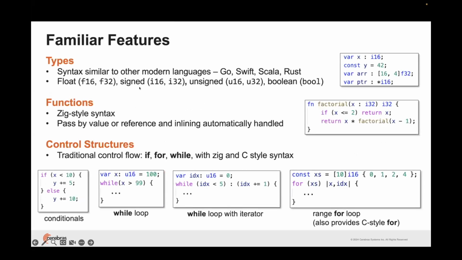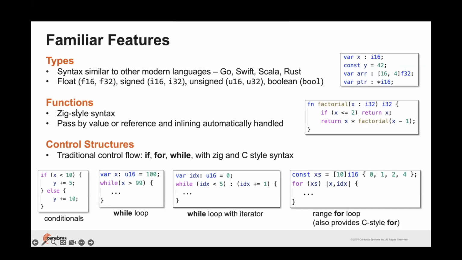So in terms of familiar features, the language has a type system that's similar to a lot of other modern languages, Zig, of course, but also Go or Swift or Rust. We have half and single precision float types. We also have 16-bit and 32-bit signed and unsigned integers, and a bool type. All of your variable declarations are prefixed with either var if it's mutable or const if it's not mutable. We do have pointers as well, and we have arrays.